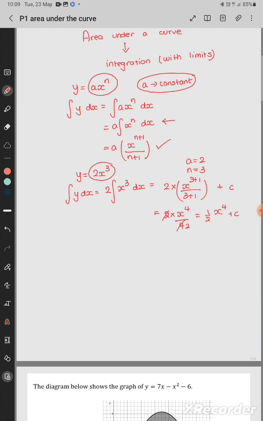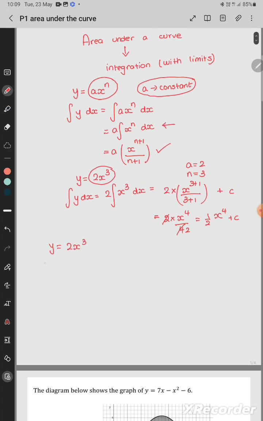So let's look at one example. Let's use the same question, y equal to 2x cube. This time, let's say the limits given are 2 and 1. We have to find out this integral. 2 is called the upper limit, whereas 1 is called the lower limit. So this becomes integral from 1 to 2 of 2x cube dx.